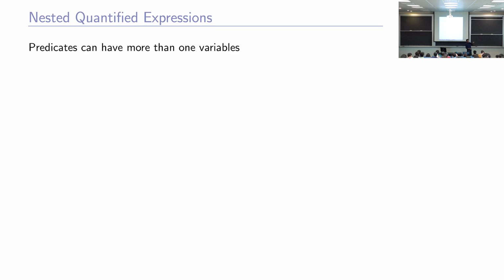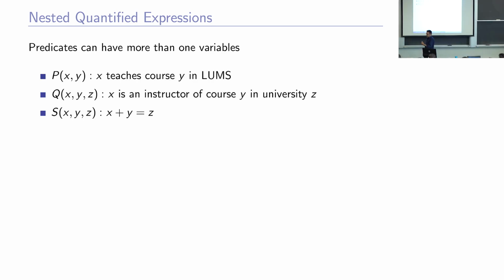We know that predicates could be just like other functions, and could have one or more variables. A propositional function could also have more than one variable, right? These are the examples we discussed. P of x is a one-variable predicate. P of x,y is a two-variable predicate if it stands for x teaches course y in LUMS. Q of x,y,z has three variables. Let's say it stands for x is an instructor of course y in some university z. We just fill in the values of the variables and it becomes either true or false, right? So it's a three-variable predicate.